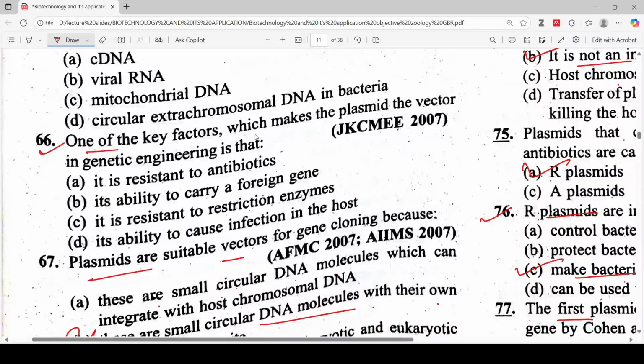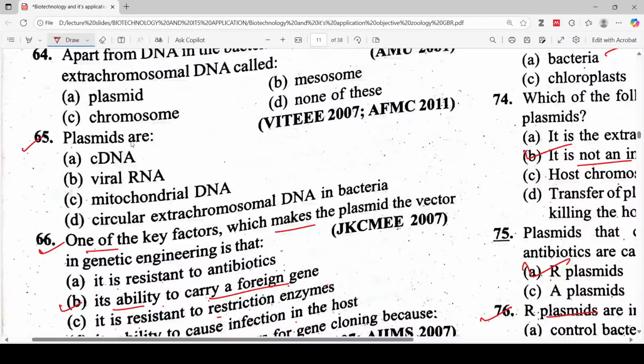One of the key factors which makes the plasmid a vector in genetic engineering is option A, its resistance to antibiotics. Option B, its ability to carry a foreign gene. Option C, it is resistant to restriction enzymes. Option D, its ability to cause infection within the host. So the correct answer will be option B, its ability to carry a foreign gene.